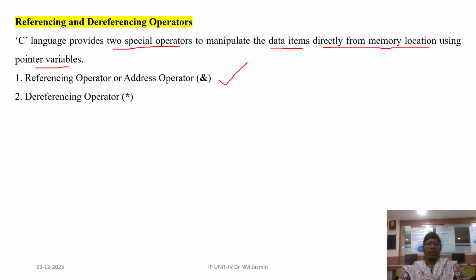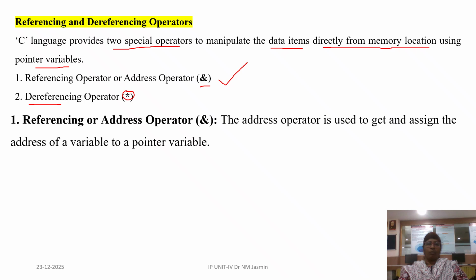One is the referencing operator, which can also be called the address operator, with the symbol ampersand. The second operator is the dereferencing operator, which we represent with the symbol asterisk. Now let us see these two operators in detail.